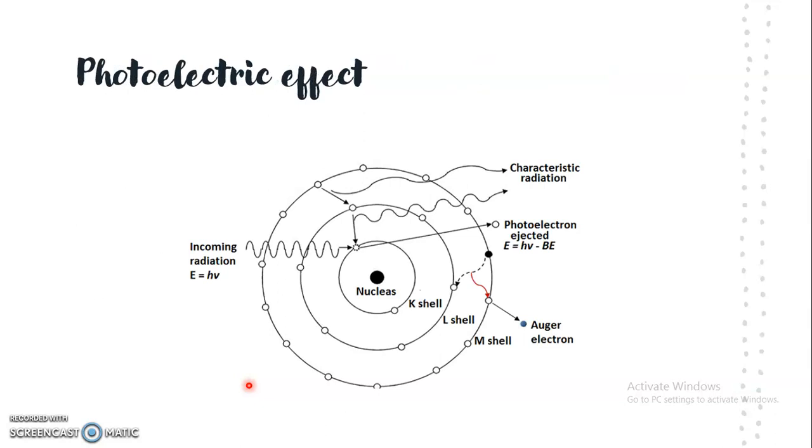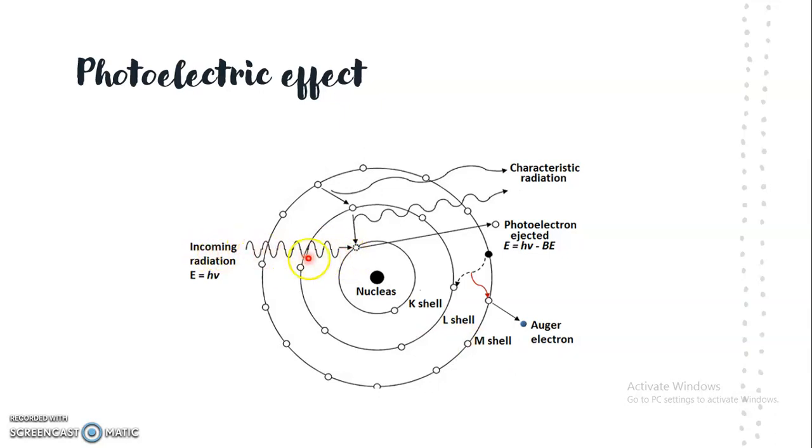Let me begin with photoelectric effect. Consider an atom. An atom contains nucleus, protons, electrons, neutrons, and different energy shells. K shell is the closest to the nucleus and it is the innermost shell, which is the weakest energy level in the atom. M shell is the outermost shell, that is the strongest energy shell. Now come to the concept.